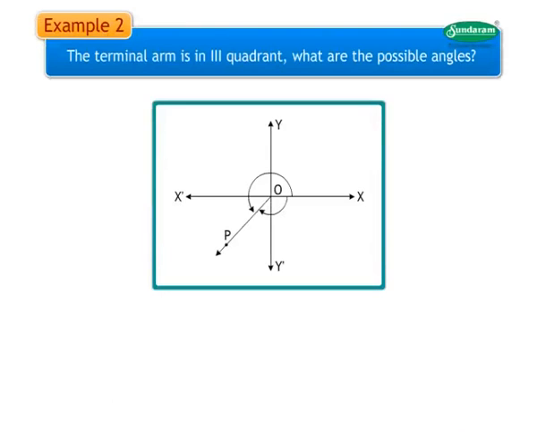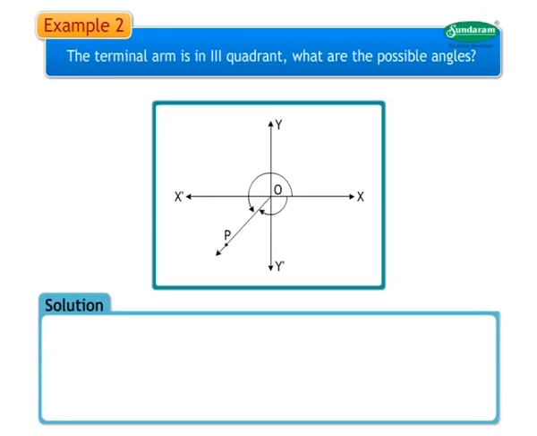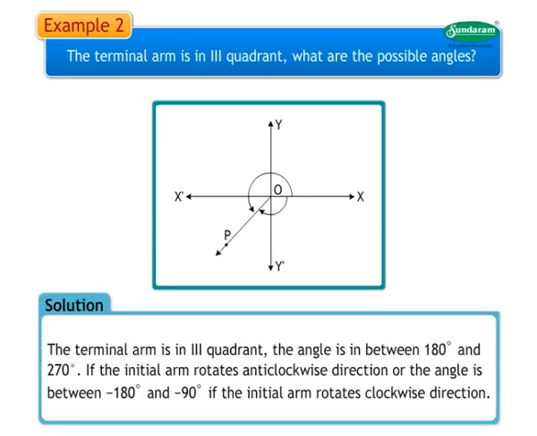Example 2. The terminal arm is in third quadrant. What are the possible angles? Solution. The terminal arm is in third quadrant. The angle is in between 180 degrees and 270 degrees if the initial arm rotates anti-clockwise direction, or the angle is between minus 180 degrees and minus 90 degrees if the initial arm rotates clockwise direction.